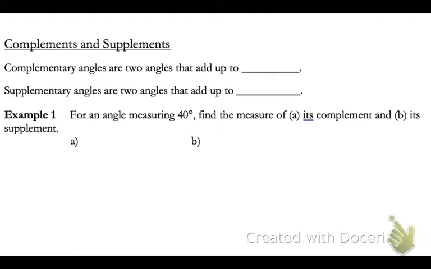Complements and supplements. Complementary angles are two angles that add up to 90 degrees. Supplementary angles are two angles that add up to 180 degrees.